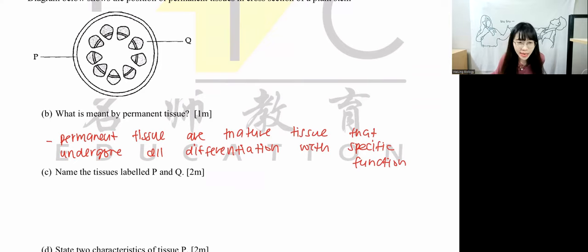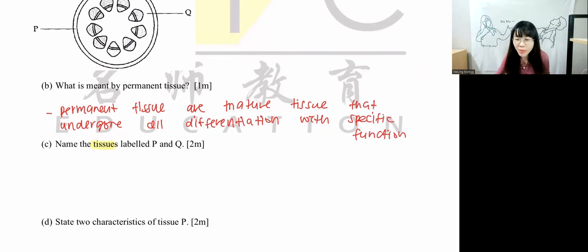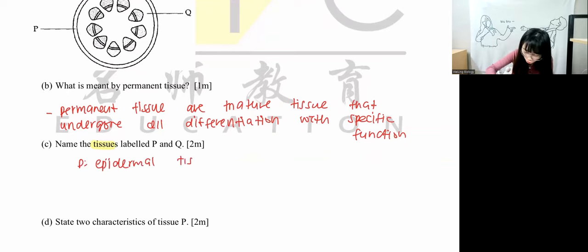Okay, then next one, name tissue, label P and Q. So again, the question asks what? Tissue, guys. It didn't ask you to label the structure, they ask you to label the tissue. P is the outermost layer. Even though it's being slanted, they are trying to label the outermost layer. So what is P? P is epidermal tissue. Very good. P is epidermal tissue.